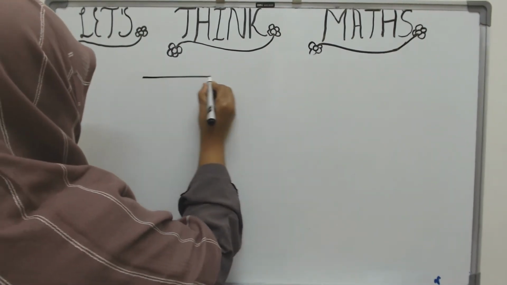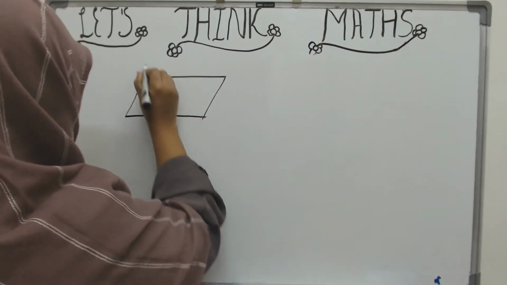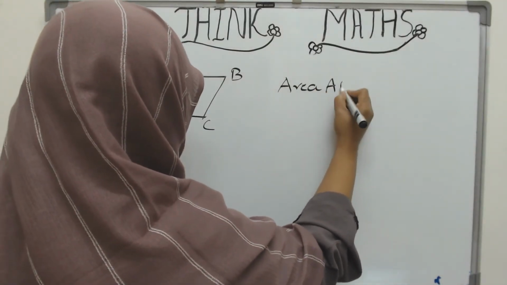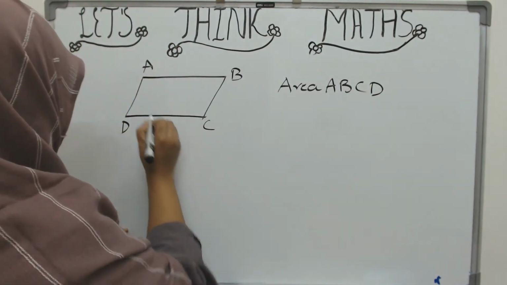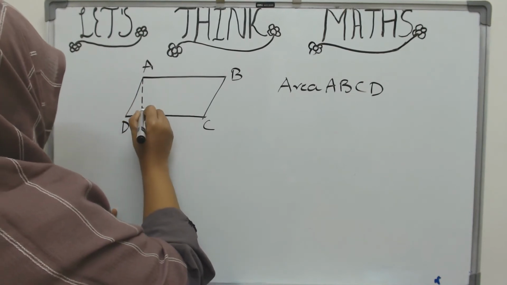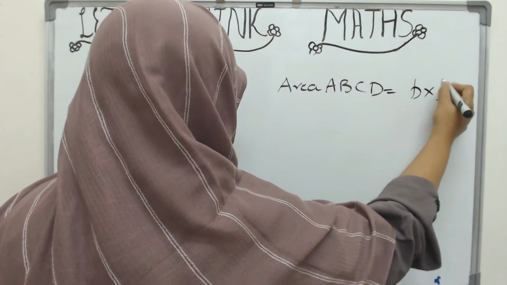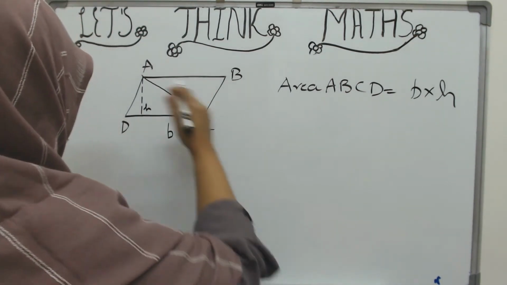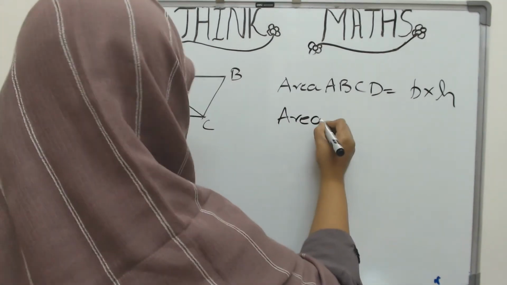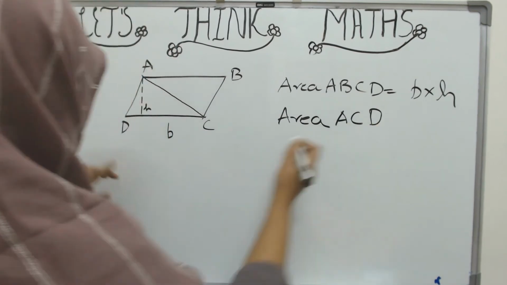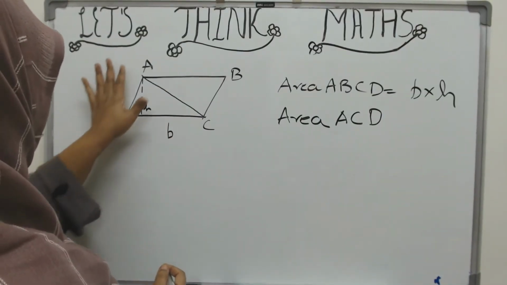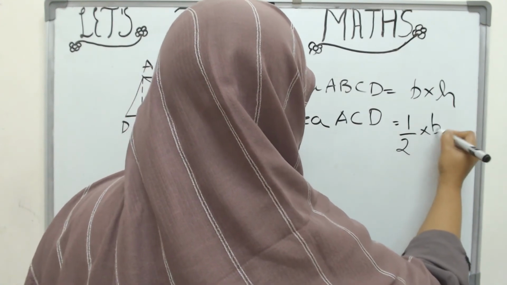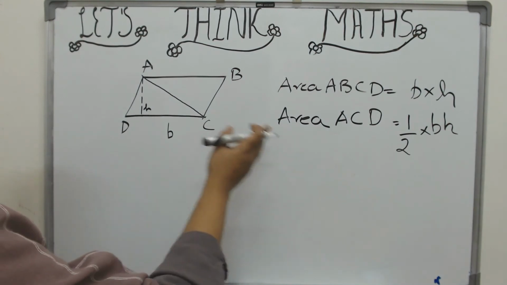Now consider a parallelogram ABCD. We know what the area of a parallelogram is. It is any side into its height. It is B into height. Now, what if you cut across this? Take the diagonal. What is the diagonal? It is AC. Now, what do you have? You have a triangle ACD. Now, if all of this is B into H, half of it would be half of B into H. That is the area of a triangle.